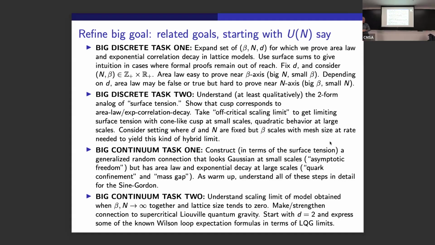This big continuous task 2: understand scaling of the model obtained when these things go to infinity together, and the lattice size goes to 0. This is where we hope to make better connections to what we call Liouville quantum gravity. That's a theory of random surfaces that we've had a lot of success in understanding in the last few decades.